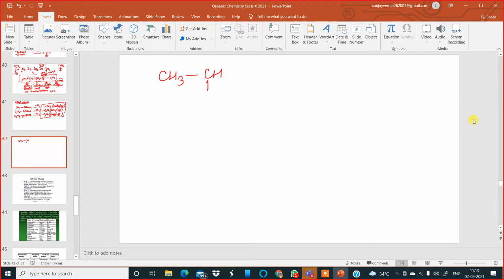CH3CH, and here I have branched CH3, then I'll put CH2, then CH, then here I'll put OH, and here I'll put CH3. Okay, so this is the organic compound whose IUPAC name I'm supposed to write. Now watch very carefully and answer my question. Will I number from the right hand side carbon or the left hand side carbon?